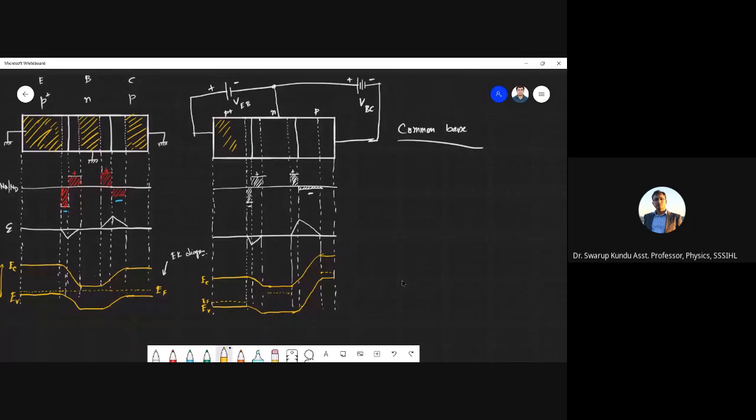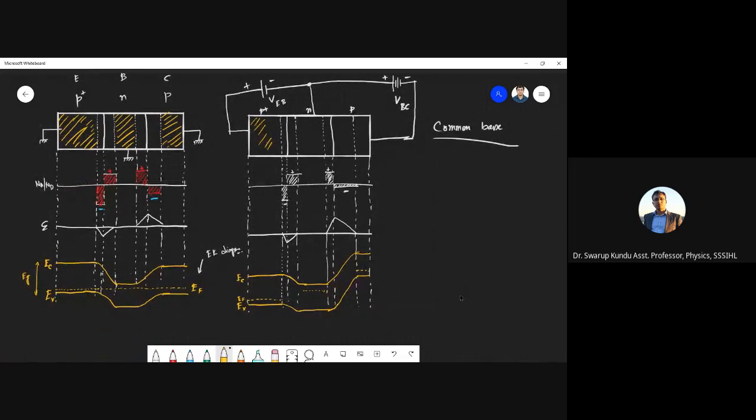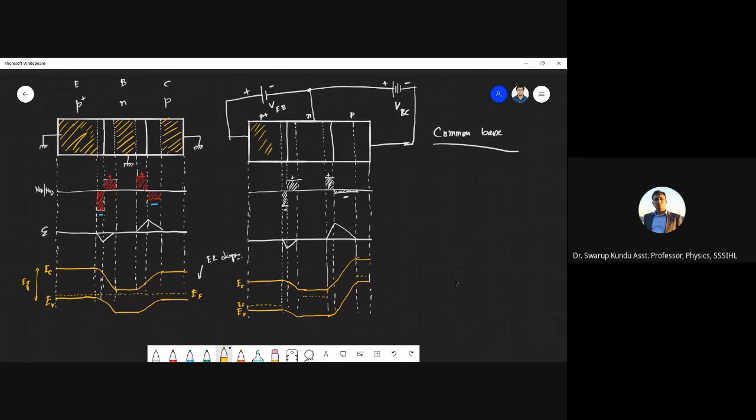Now let's do some current calculation, or the current gain of the transistor. So again, when we talk about the current gain or the current in a transistor or any junction, we always assume that there is no generation and recombination in the depletion region, right? And if you consider this assumption, then let's try to find out how the current flows in a transistor.